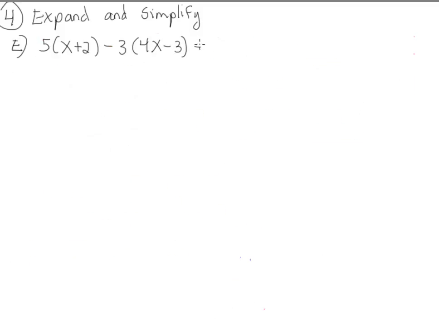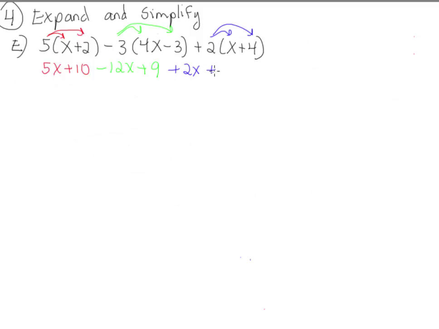In example E, we're also going to use the distributive property, but we're going to distribute to each individual binomial term. Starting with the first one, we're going to distribute the 5 to each of the terms in the parentheses, which will give us 5x plus 10. For the second one, we're going to distribute negative 3 to each term in the parentheses. That gives us a negative 12x plus 9. Finally, we're going to take the 2 and distribute to each of these terms for a 2x plus an 8.